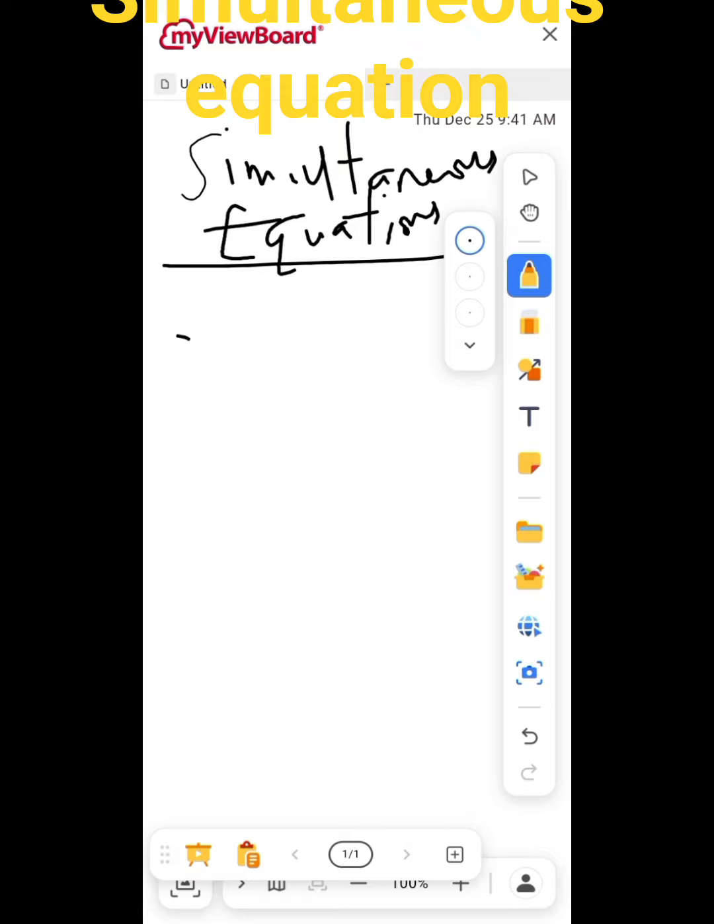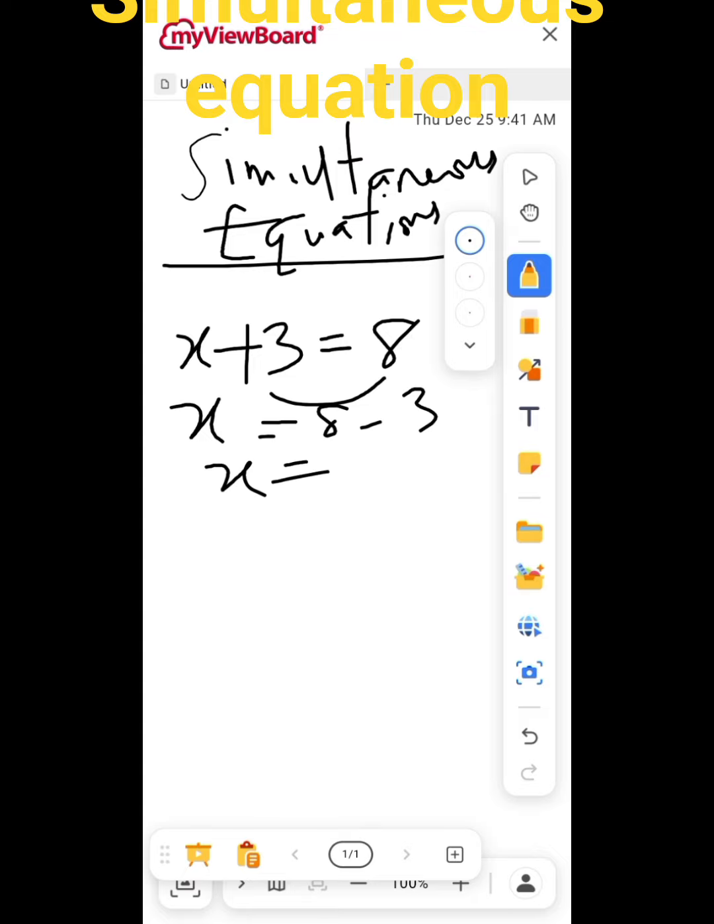Maybe for example, now here I'm given x plus 3 equals 8. The final goal is to be able to get the value of your x. And you collect like terms. You say 8 minus 3. That gives you 5. Is that okay?